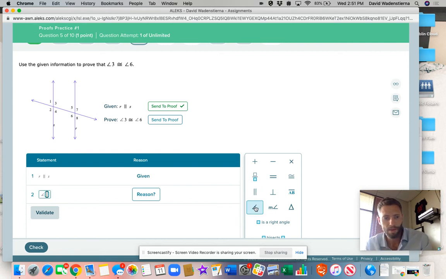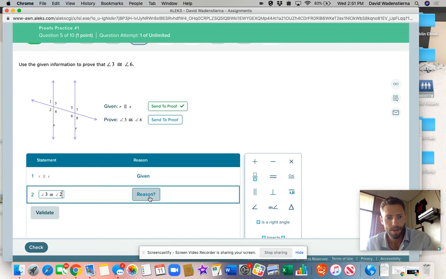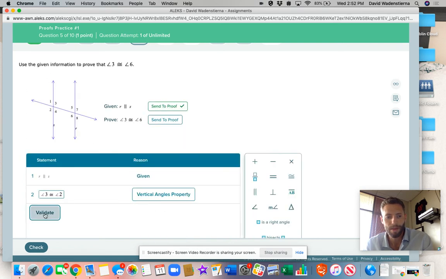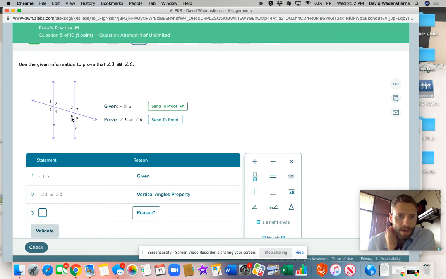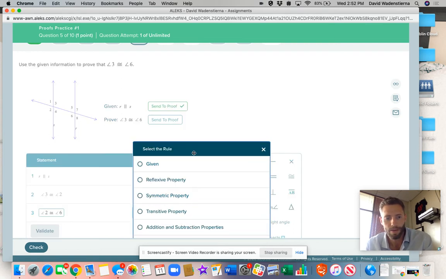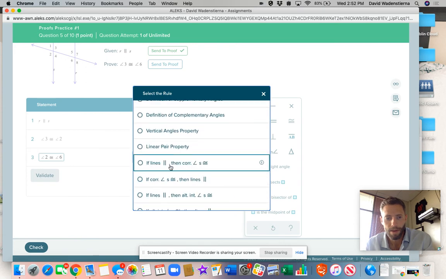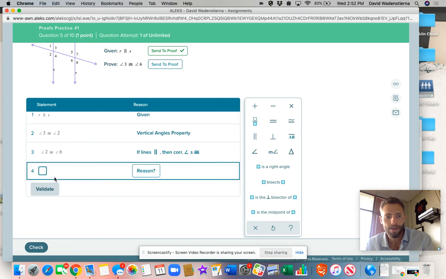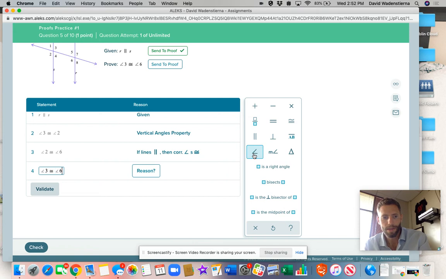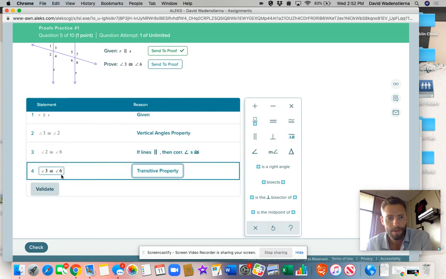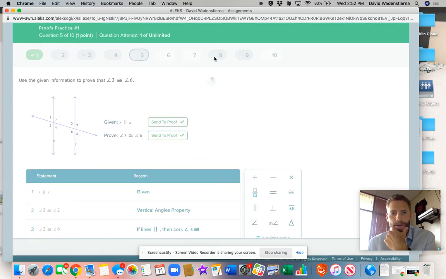So let's try that. I could say angle 3 is congruent to angle 2. Reason: vertical angles property. Validate. And then I could say angle 2 is congruent to angle 6. I'm ultimately trying to relate angle 2 to angles 3 and 6 because that's what I'm trying to show. I'm trying to show that those 2 angles are congruent. I'm choosing angle 2 because I know 2 relates to both of those angles, so it's a key angle in my proof. So angle 2 is congruent to angle 6. The reason is they are corresponding angles. I'll scroll down: if lines are parallel, then corresponding angles are congruent. Validate. Now I can use the transitive property to say angle 3 is congruent to angle 6, and the reason would be transitive property. Validate, and I'm done.